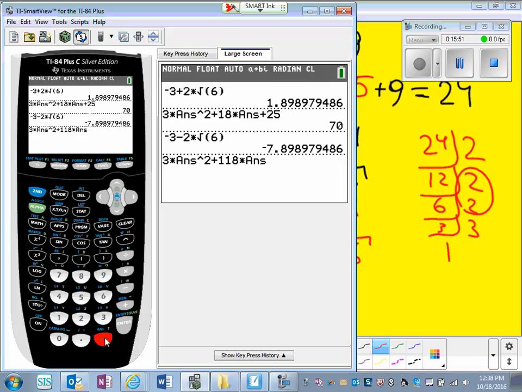Huh? You put 118. Oh yes, thank you. So delete, 18 times answer from before, and then plus 25 equals 70. So both solutions satisfy the original equation. Questions?